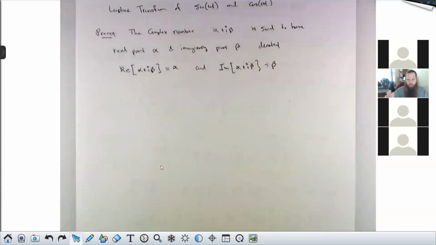Right, so the piece that's attached to the i, we call that the imaginary part. The piece that doesn't have an i, we call that the real part. And there's notation for this. You can think of the Re function as a function that takes in a complex number and spits out its real part. And the Im function takes in a complex number and spits out its imaginary part. Very simple functions. You'll notice that alpha plus i beta is a linear combination of alpha and beta.